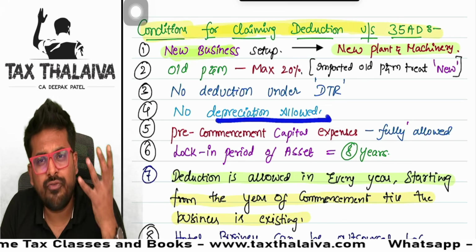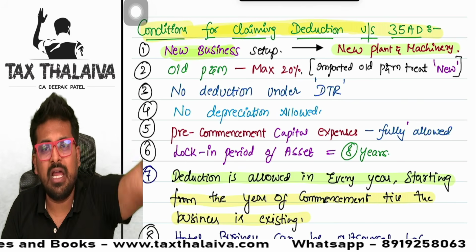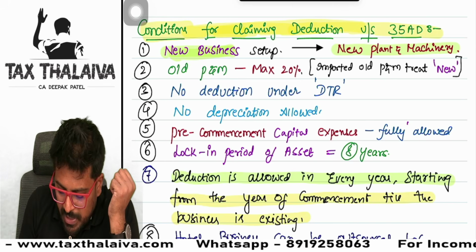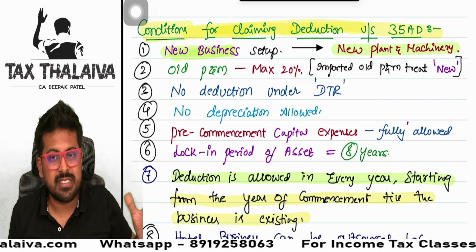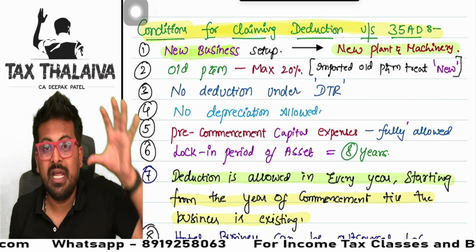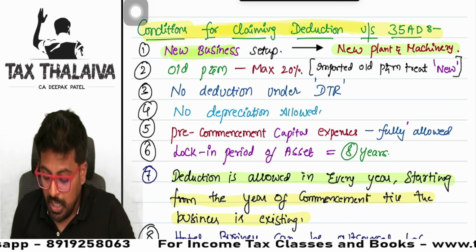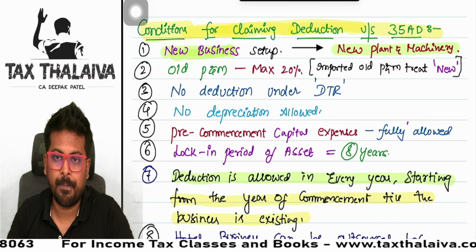No depreciation allowed, of course. Already 100% of the cost of the asset is allowed as deduction under 35AD. Where is the scope of depreciation? Pre-commencement capital expenses are also fully allowed. Means before even starting your business, you might have spent some capital expenditure, even that you can claim as 100% deduction. Mind you guys, here lock-in period is there for 8 years.